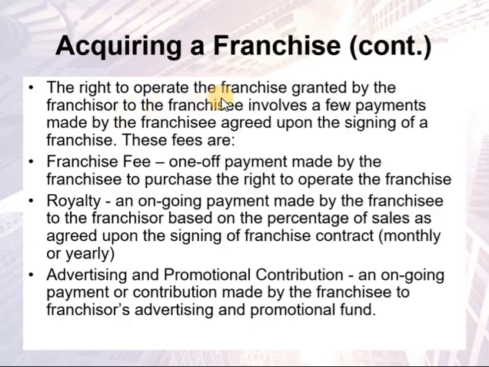The right to operate the franchise granted by the franchisor to the franchisee involves a few payments made by the franchisee, agreed upon at the signing of the franchise. These fees are, first, the franchise fee. It is a one-off payment made by the franchisee to purchase the right to operate the franchise. For example, if you want to do a franchise of Mary Brown, the franchise fee is 120,000 per unit.